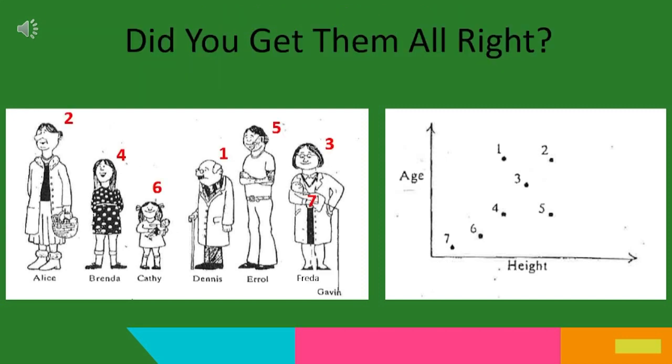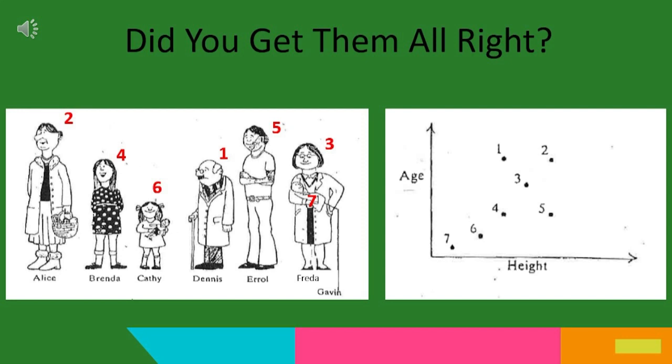All right, boys and girls, that brings us to our final answers. Did you get them all right? Remember we said that Alice and Errol were the exact same height, but Alice was a little older. Same height, little older, which means Alice's point is much higher above the x-axis, and they're the taller of the group. Brenda is the exact same height as Dennis, but Dennis is a little older, which means what? His point is a little higher above the x-axis.